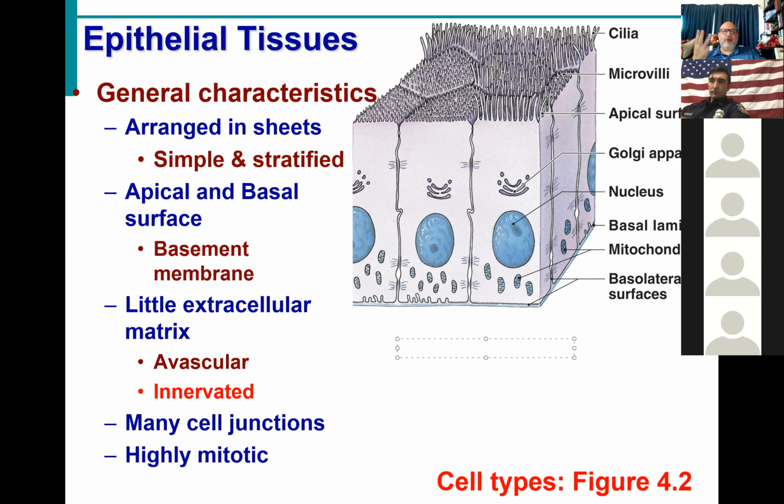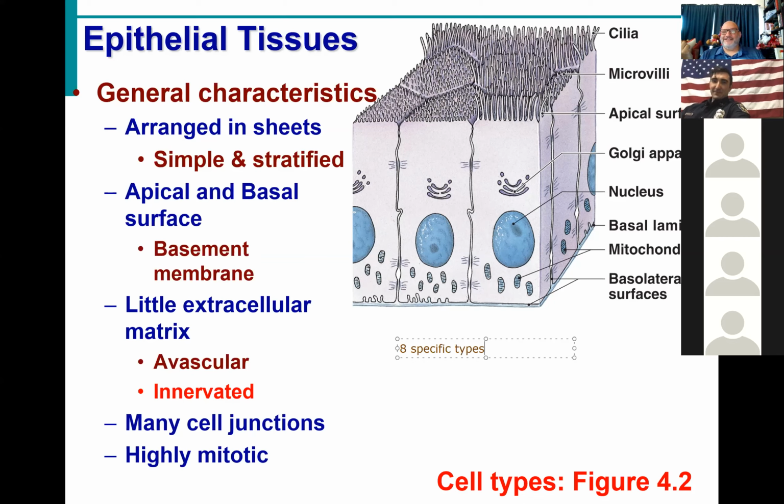Excellent. And how many different numbers of layers do we have to worry about? 2. Right, either simple or stratified. So 3 times 2, how many specific types of epithelial tissues are there? 6. Exactly. 8 specific types.